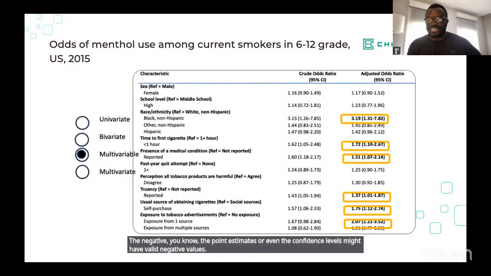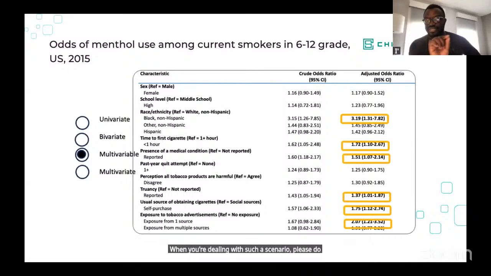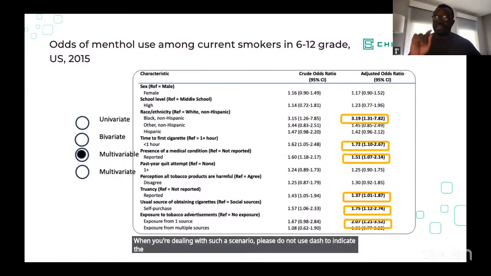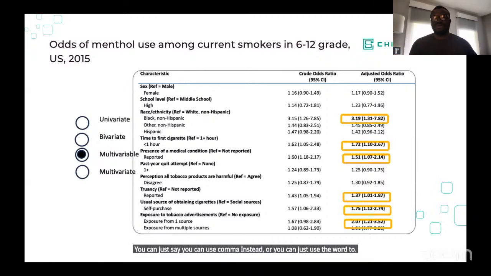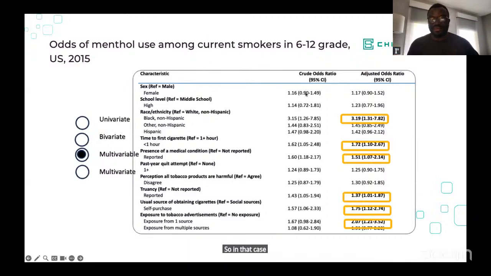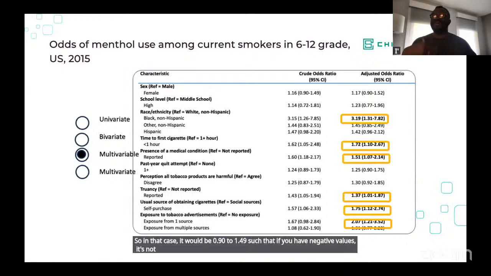When you're dealing with such a scenario, please do not use a dash to indicate the range of the confidence intervals. You can use a comma instead, or you can just use the word "to", T-O. So in that case, it will be 0.90 to 1.49, such that if you have negative values, it's not confusing. The user will not confuse the dash indicating range with negative values.